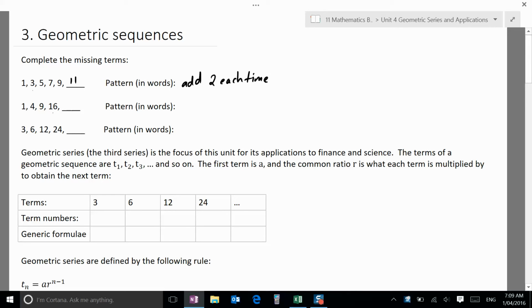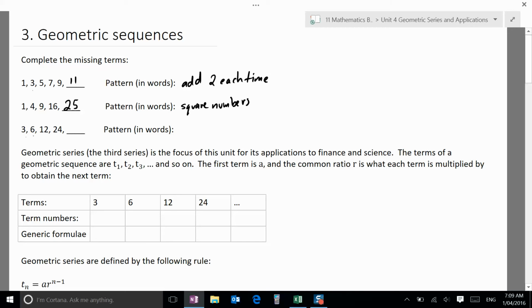1, 4, 9, 16. Hopefully we recognize these as square numbers. The next square number is 25. So 1 squared, 2 squared, 3 squared, 4 squared, 5 squared. The pattern is they're square numbers, or you can think of it as adding the odd numbers to it. Either way, whatever. This last one, let's have a look.